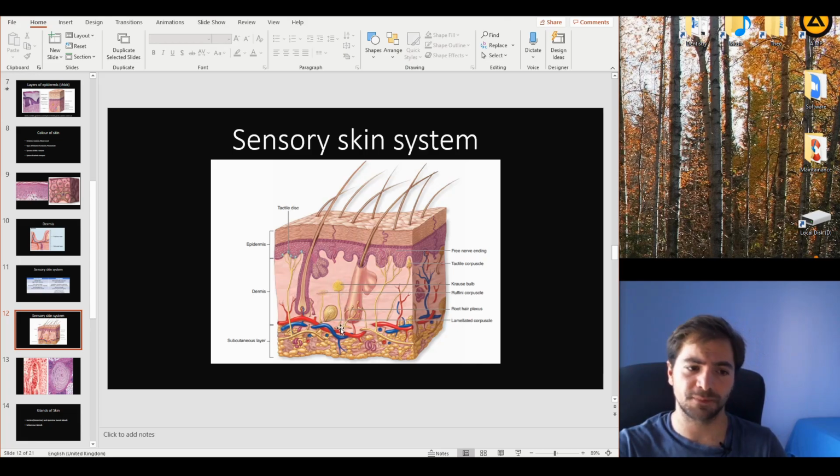This is the morphology. And as I told you before, the lamellated, also called Pacinian corpuscle, this is exactly this concentric structure of fibers. And we already saw the Merkel cells that are deposited within the epidermis, typically close to stratum basale. And this is pretty much what I wanted to talk about regarding the sensory skin system.